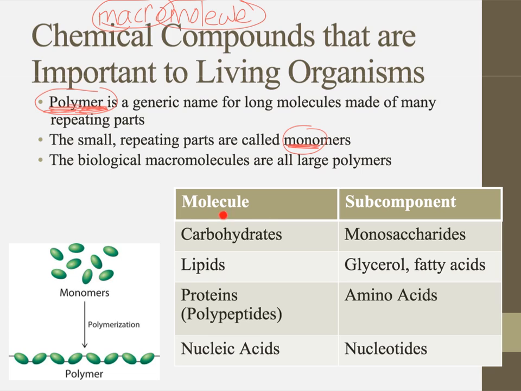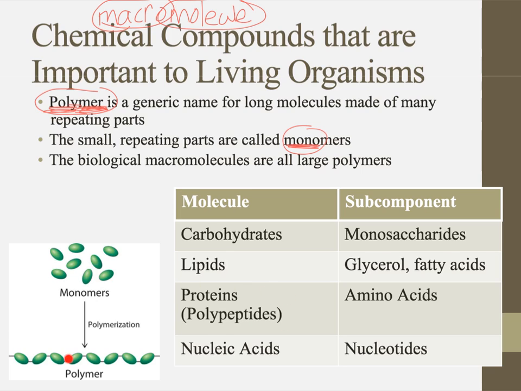Okay, so we've got our 4 basic macromolecules here. Carbohydrates can be turned into polymers by using monomers of monosaccharides, like single sugars hooked together. Lipids, we can build large lipid molecules by attaching fatty acids to a molecule called glycerol.